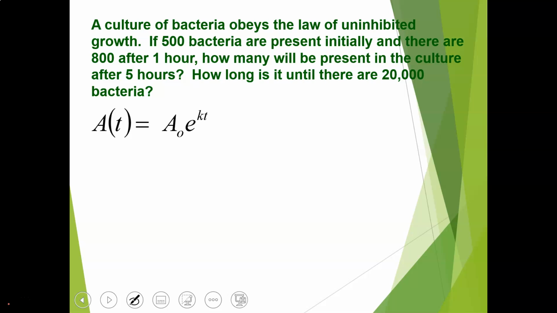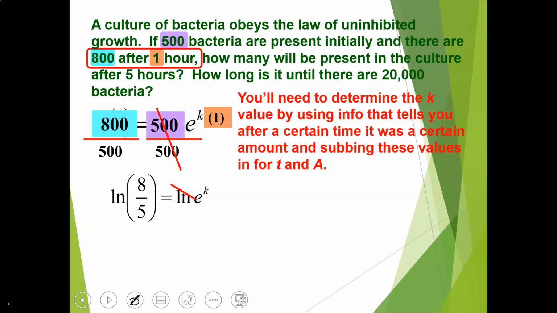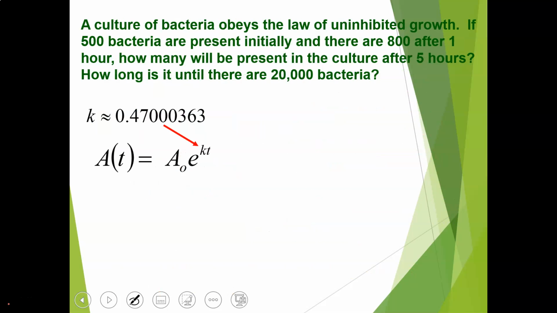Eventually, A at time t, so they've just used function notation there. That's fine. Initially there were 500, so we replaced the 500. After 1 hour, we will have 800. So we substitute in those values for t and for A of t, and we can rearrange this to get the value of k. Natural log of 8 over 5 equals k. Ugly decimal, don't use an ugly decimal. Save it in your calculator or just put in ln 8 over 5 as we had.